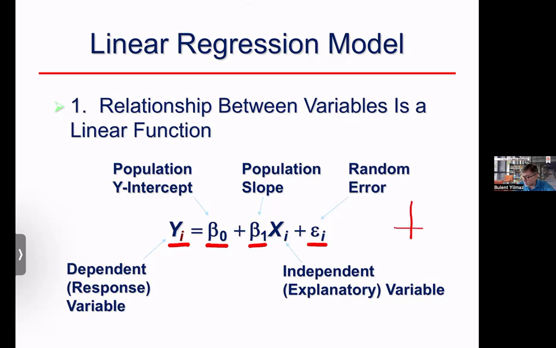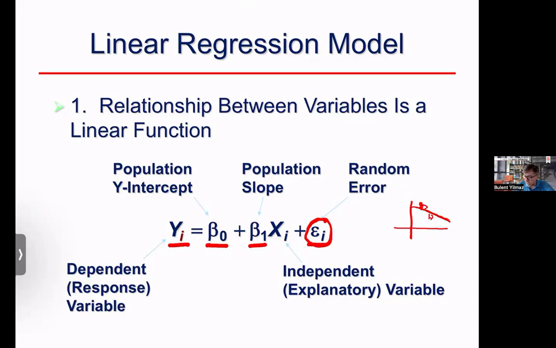Why random error? I have this line, but I have data here. I have data here. It's not exactly the line, right? Here's my data, and here is my line. So there is an error here. There's an error here. So in all these lines, we will have some kind of a random error, okay? And we will try to minimize this error in this linear regression model, okay?